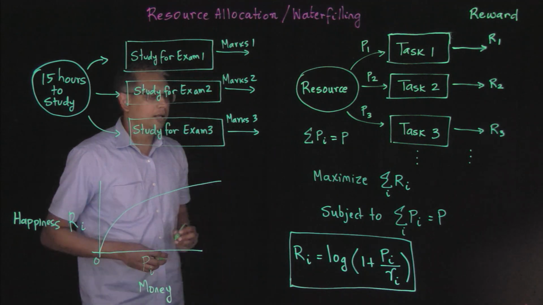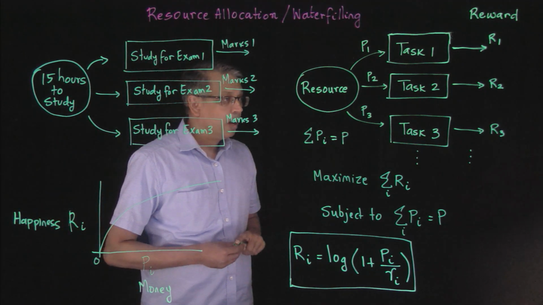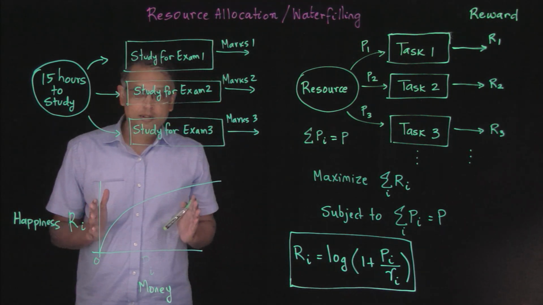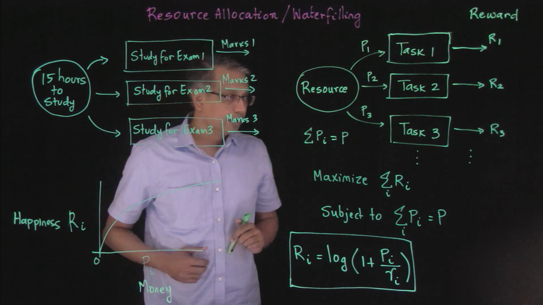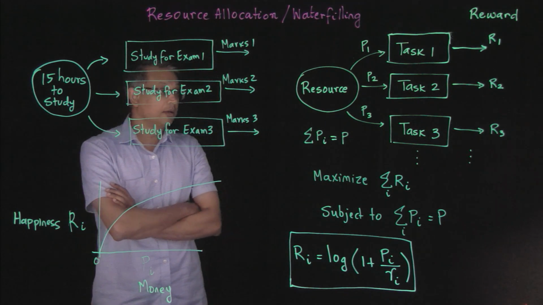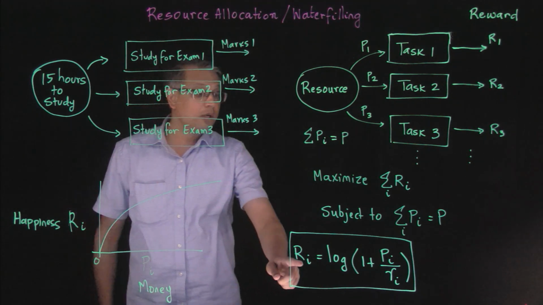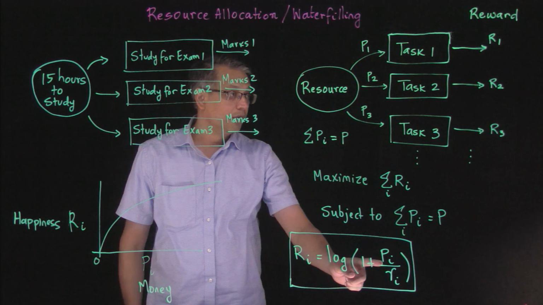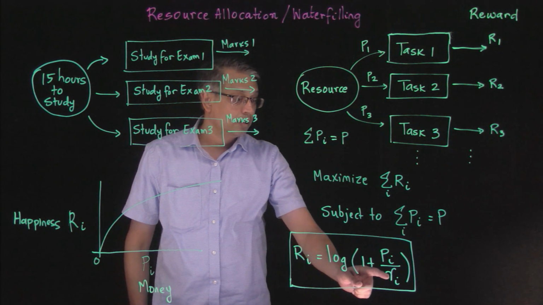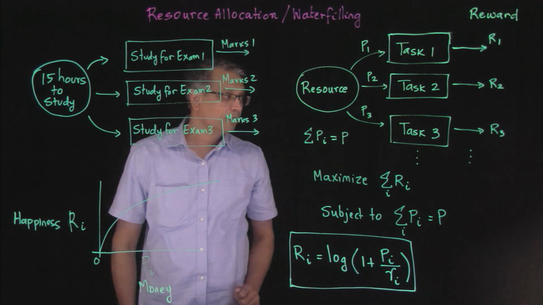So gamma i here is a parameter that tells you how the reward that you get for a particular amount of resource is related to the amount of resource that you spend on the task. So for example, if gamma is small, then it means you get more reward for a given amount of resource. If gamma is large, then you are getting smaller reward for the same amount of resource.